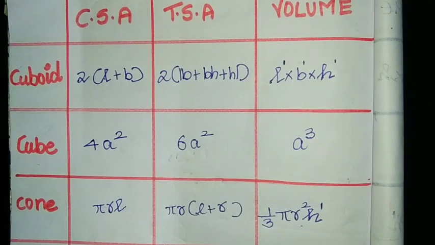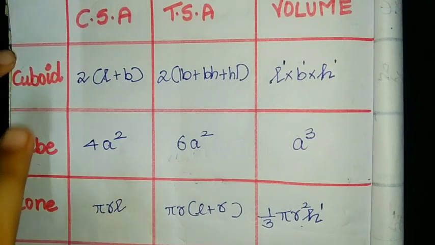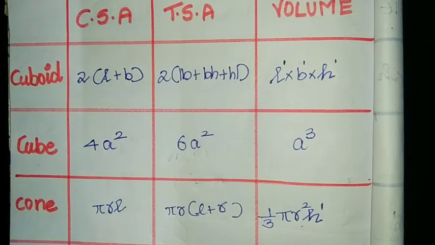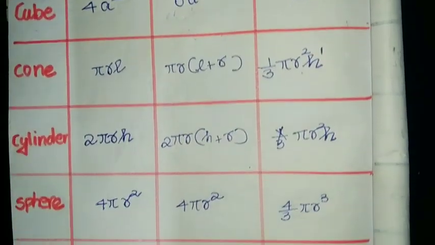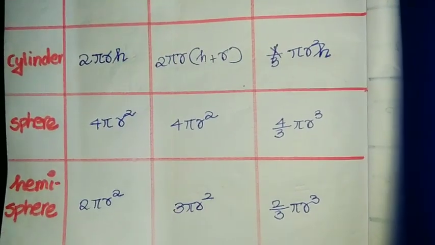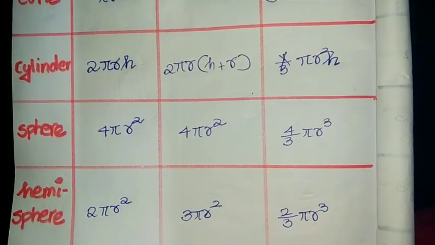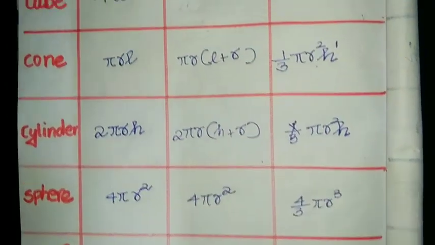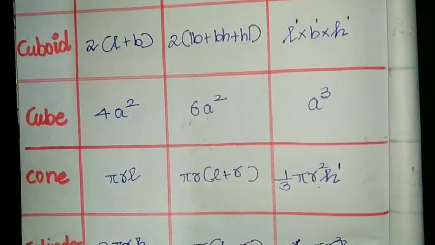That is the reason. So this is how we completed the entire formulas with respect to all the shapes of cuboid, cube, cone, sphere and hemisphere. So make sure that you learned it in this video itself, and hope this video was really helpful for you.